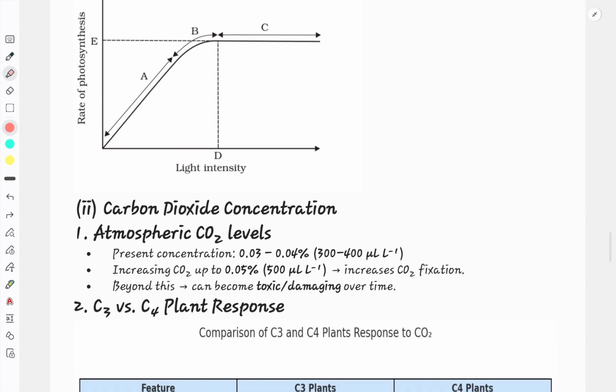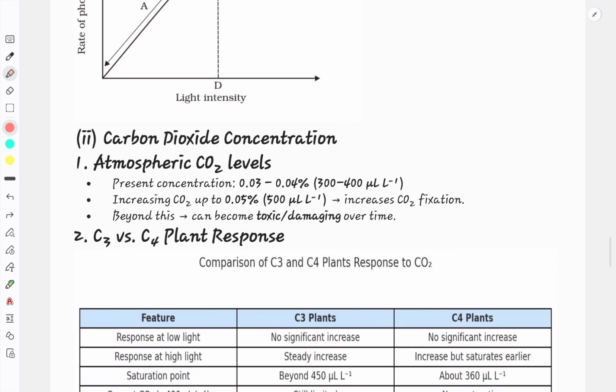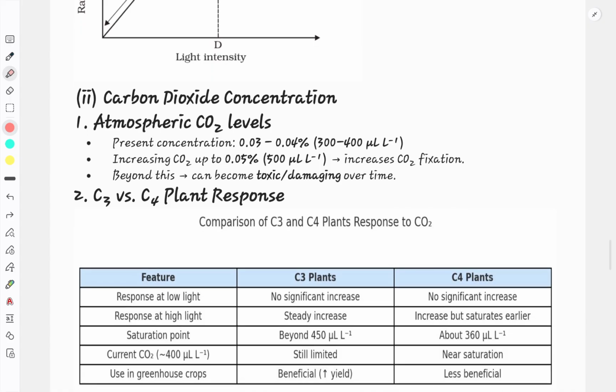Now comes carbon dioxide concentration, both internal and external. The atmospheric CO2 level, present concentration 0.03 to 0.04%, that means 300 to 400 ppm. Increasing CO2 up to 0.05% increases the fixation. Beyond this it can be toxic or damaging.